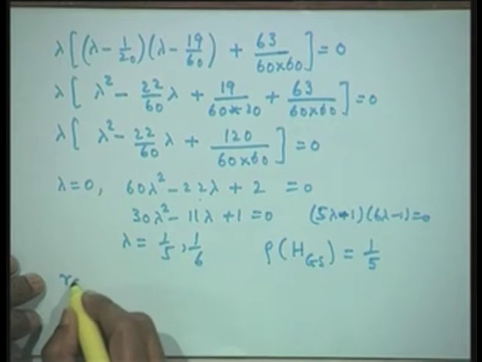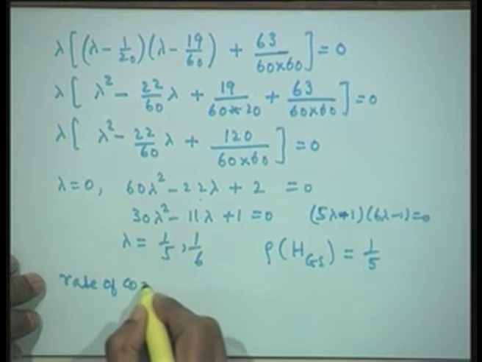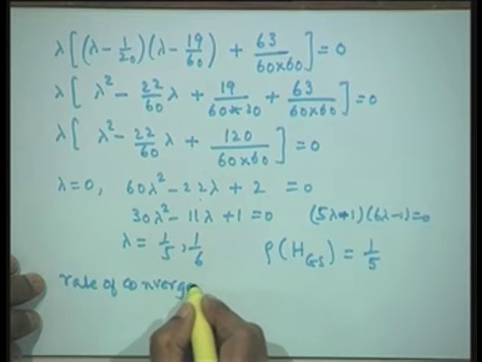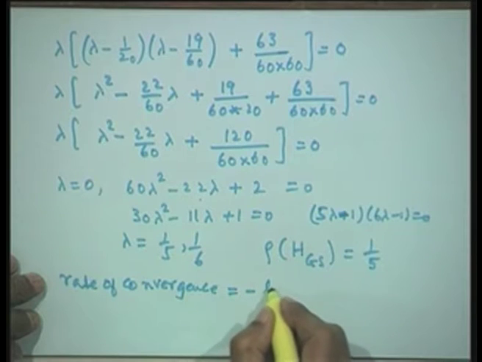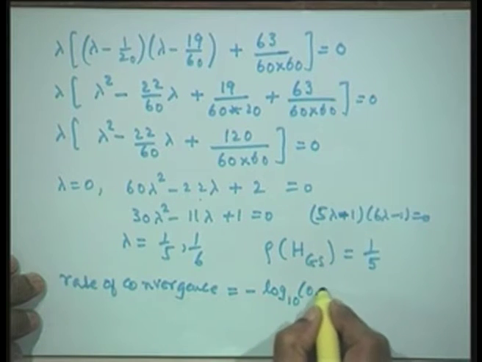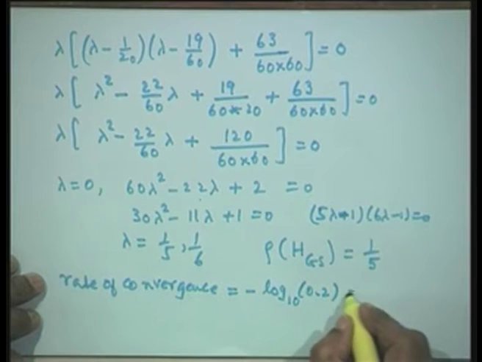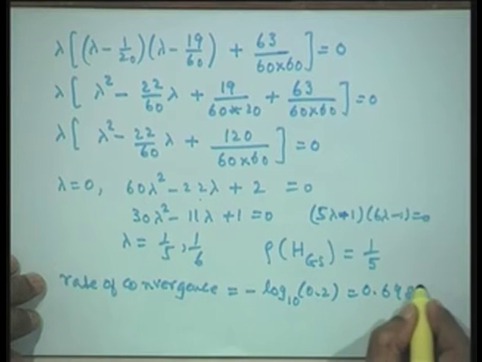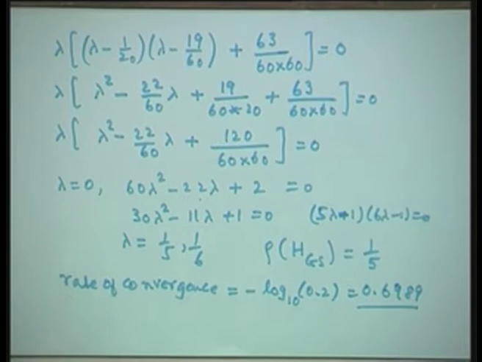Therefore, the rate of convergence is equal to minus log of 0.2. This is approximately 0.6989. Therefore, this is how we can find the rate of convergence and then compare the rate of convergence of different methods like Gauss-Jacobi or successive relaxation or the Gauss-Seidel methods we can do.